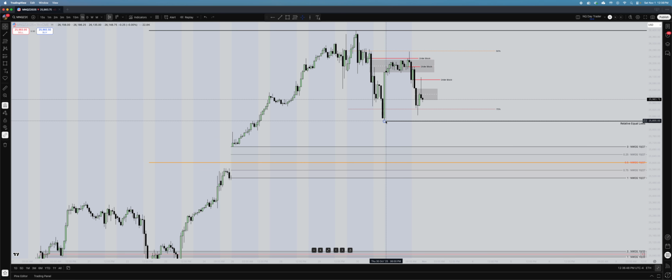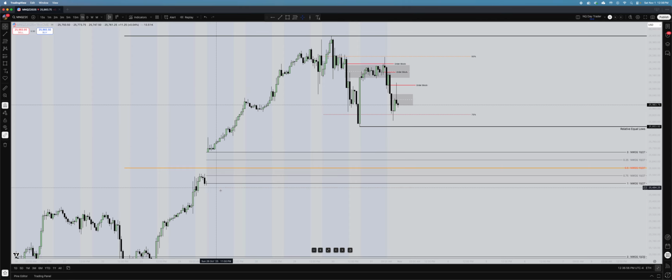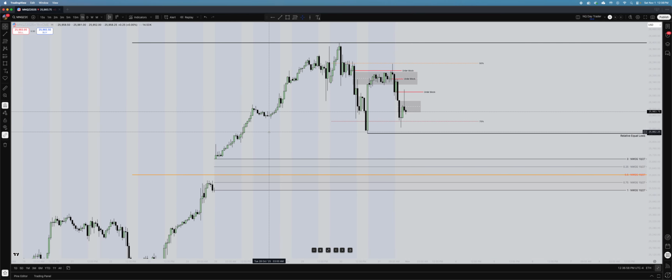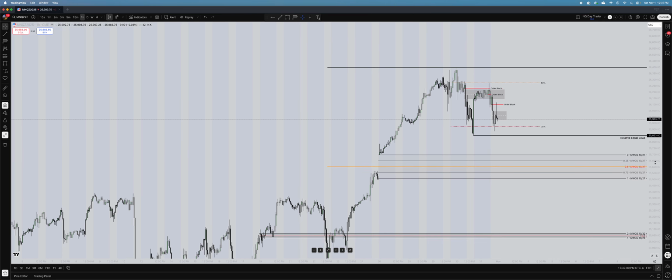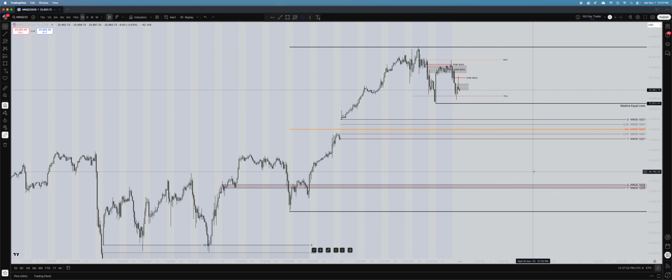We leave, again, relative equal lows in place. This is always a strong draw on liquidity. New week opening gap has not been touched yet. This is always a strong draw on liquidity, and equilibrium of whatever dealing range that we are currently in is always a strong draw on liquidity, low to high, equilibrium, also 50% of new week opening gap. This, I believe, will be the draw.